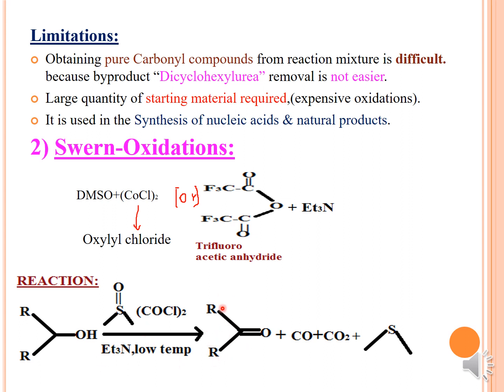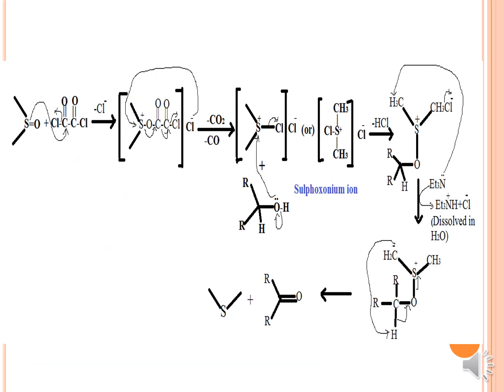If you see here, we are taking the DMSO and oxalyl chloride or trifluoroacetic anhydride in the presence of a base such as triethylamine. And then moving on to the mechanism part. In this mechanism, first we take the DMSO and then we treat it with the oxalyl chloride.